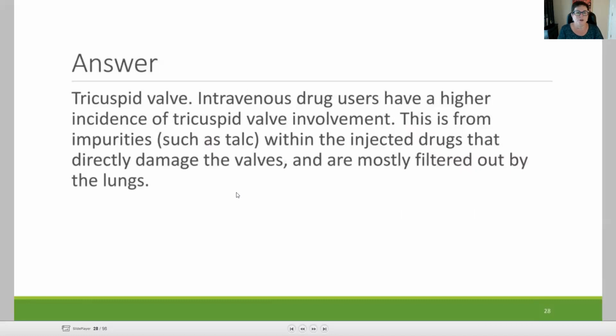So correct, tricuspid valve. It's the first valve that this bacteremia comes upon as it enters the heart. IV drug users have a high incidence of tricuspid valve involvement. And this is often related to impurities that they cut drugs with. Oftentimes they will use talcum powder, and that can cause direct damage to the valves. Most of it is filtered through the lungs, but you can get both left and right-sided damage, but more likely right-sided.